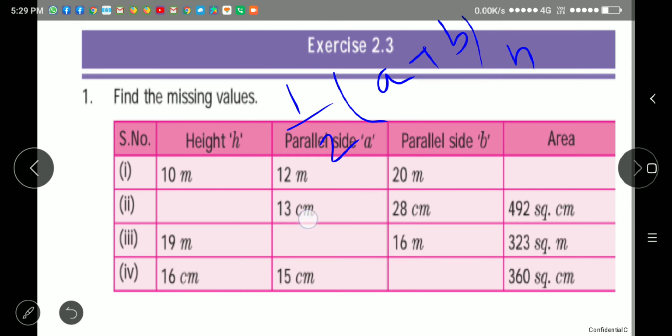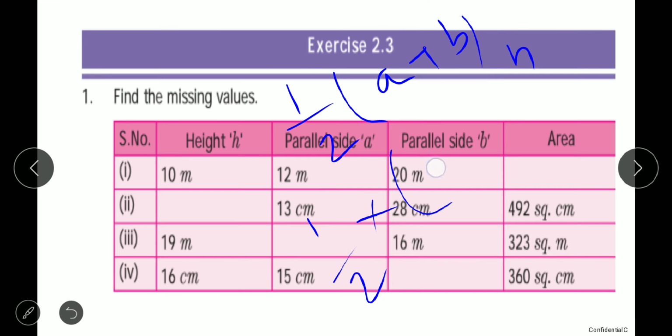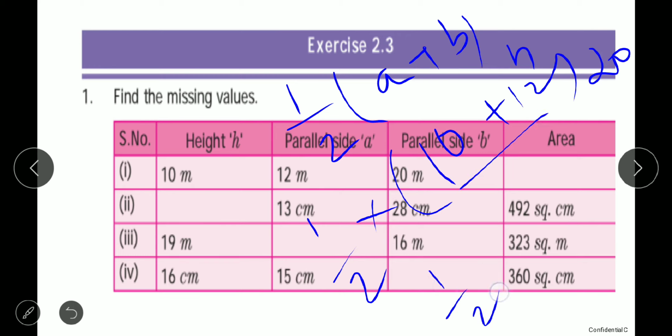into h. So 1 by 2 into the values, 10 plus 12, into h, which is 20. So first add the bracket. So 1 by 2 into 22 into 20. So cancel, now 10 times. So 22 into 10 gives you 220 square centimeter. This is how you can find the area.